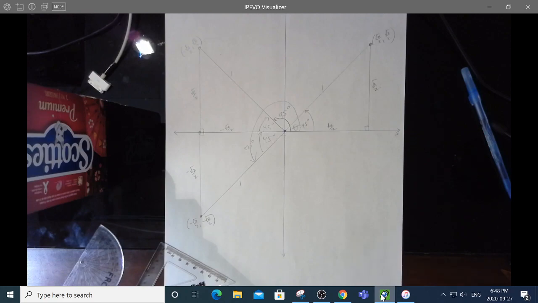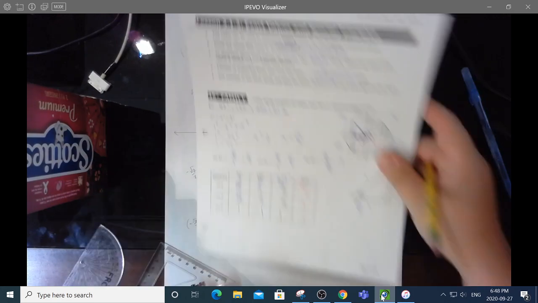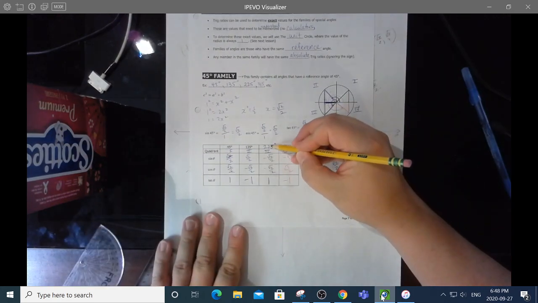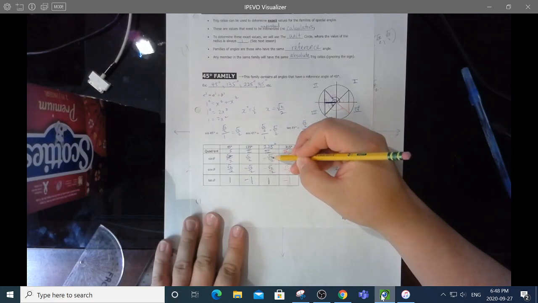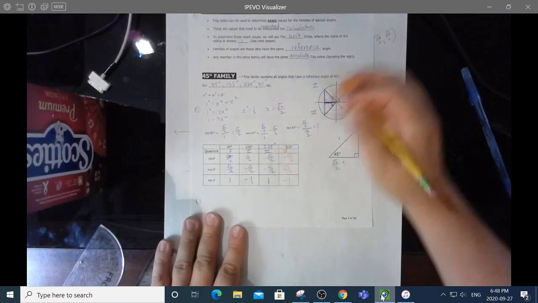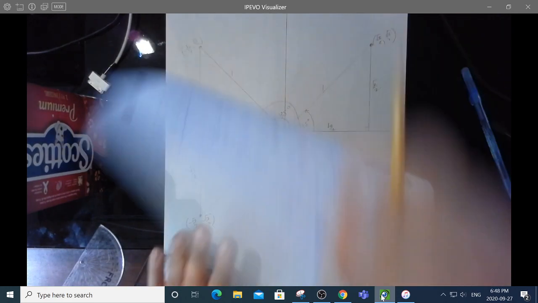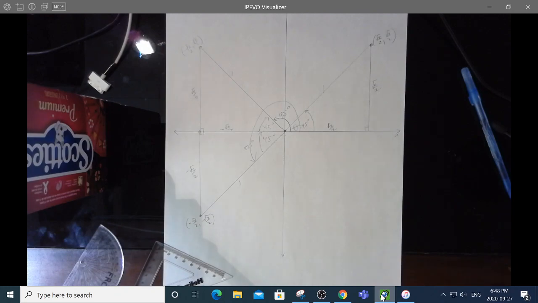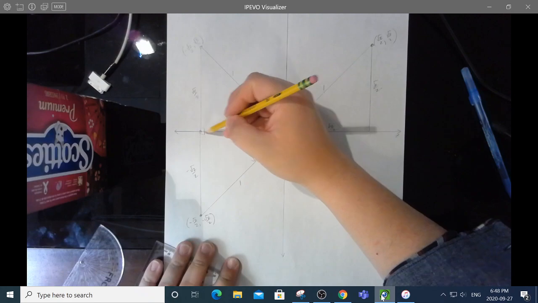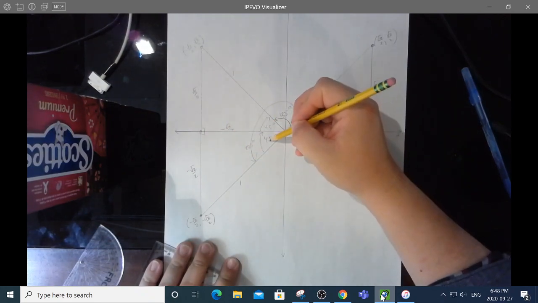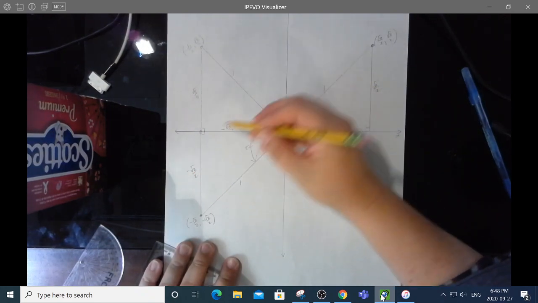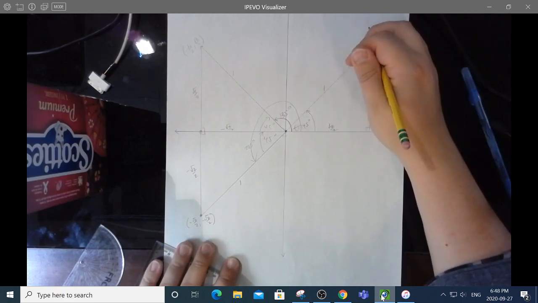Okay, and that's what we found out when we looked at, where did I put the page? When we looked at the 45-degree family right here, we found that when we were at a 225-degree angle, sine was negative and cos was negative. Oh, but tangent was positive. Why was tangent positive? Well, think about it: opposite over adjacent is tangent for this angle here, and they're both negative. What's a negative divided by a negative? It's positive. So there we go.